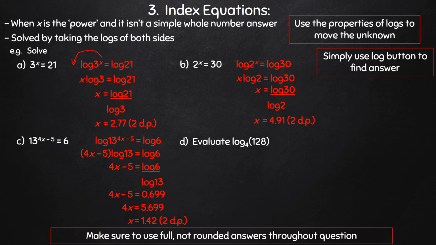Right, now we're going to evaluate this one here. So put it equal to x, change it into the index form. So the base is 4, my power is going to be x, it equals 128. Now it looks like the ones in A and B. So log both sides, bring the x down the front so it becomes x log 4 equals log 128. Divide by log 4 and work that out on the calculator as being x is 3.5. And that's the use of logs.